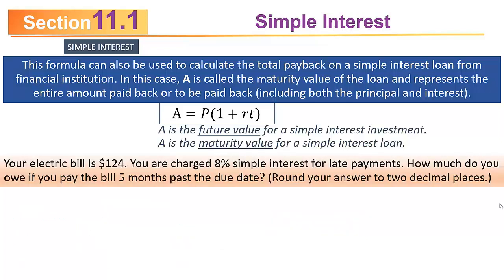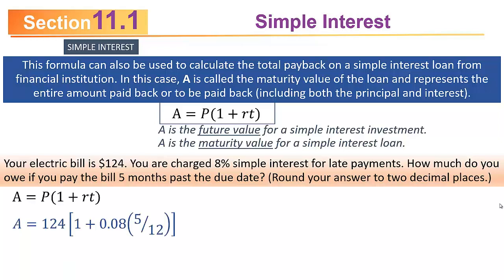And this one, your electric bill is $124. You are charged 8% simple interest for late payments. How much do you owe if you pay the bill 5 months past the due date and round your answer to 2 decimal places? Again, same formula. The principal is the amount of the bill, that's $124. The interest rate is 8%, that's 0.08. You're doing it 5 months late, so that's 5/12 of a year.